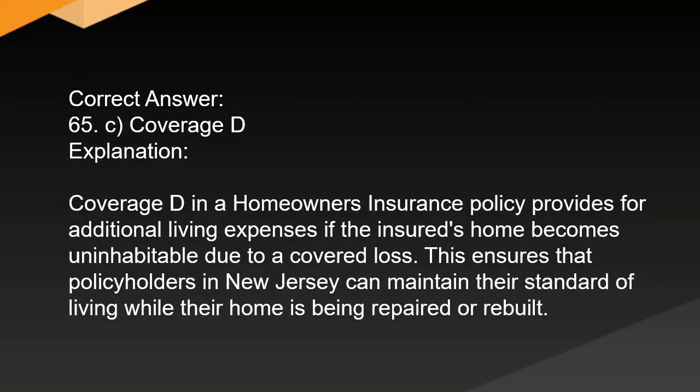Correct answer. C. Coverage D. Explanation. Coverage D in a homeowner's insurance policy provides for additional living expenses if the insured's home becomes uninhabitable due to a covered loss. This ensures that policyholders in New Jersey can maintain their standard of living while their home is being repaired or rebuilt.